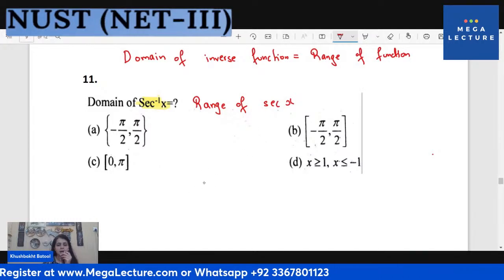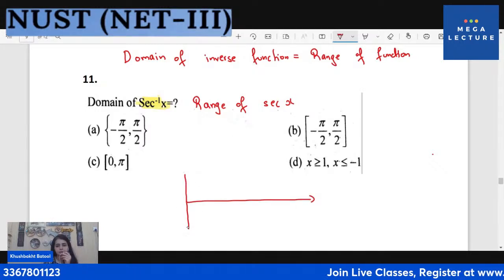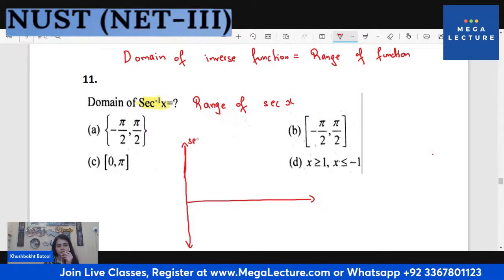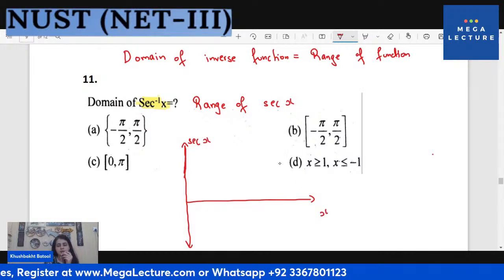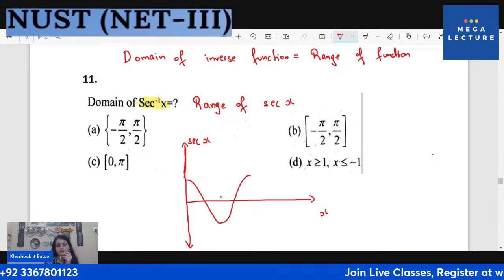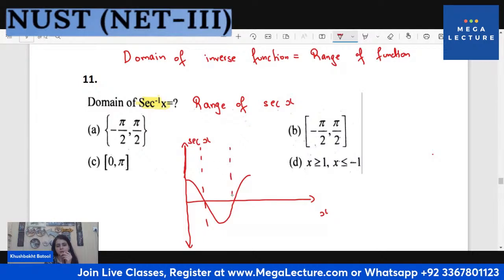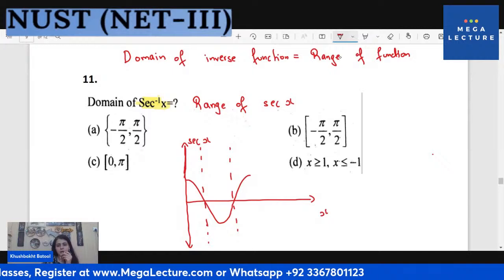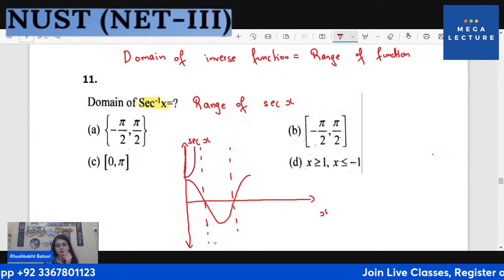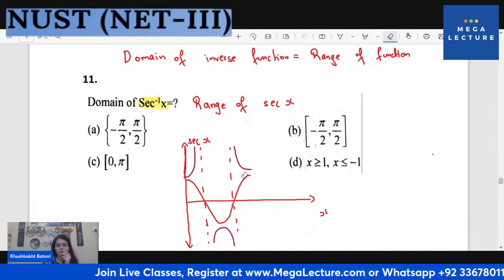All right. Now, what would be the range of secant function? If we talk about the graph of secant, secant is 1 by cos. So the graph of cos is something of this type. I'll just rub that, but I need it for the making of the graph. And now I'll use a different color. Okay. So this is the graph of secant, the purple one, right?